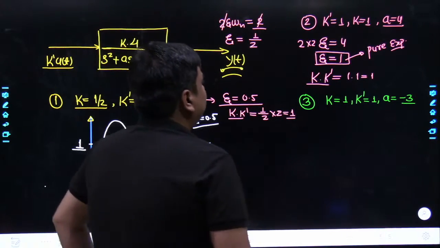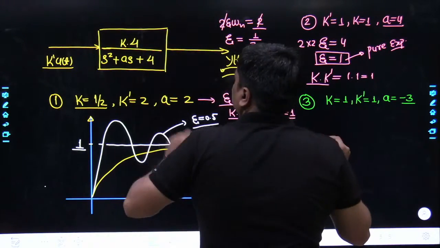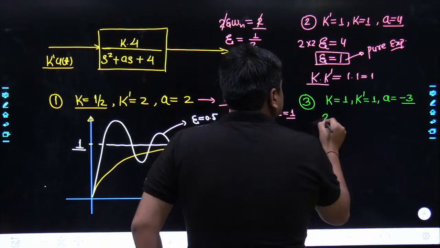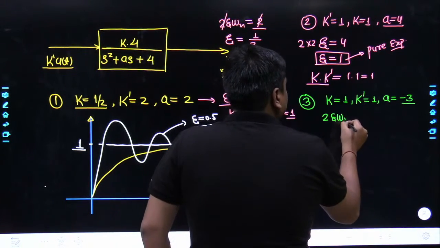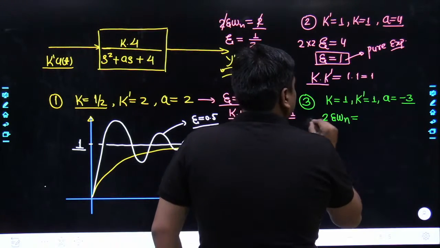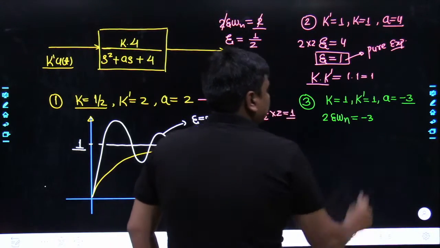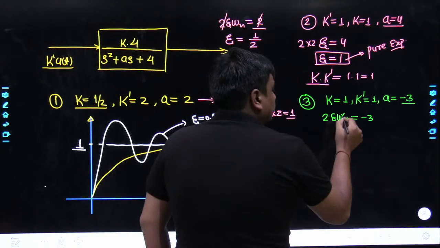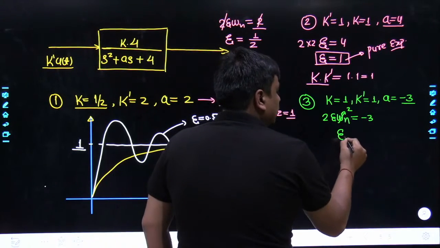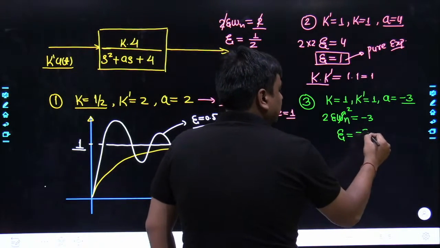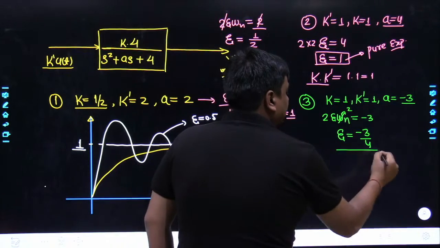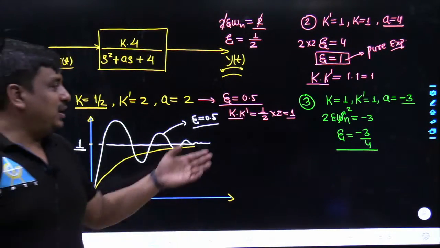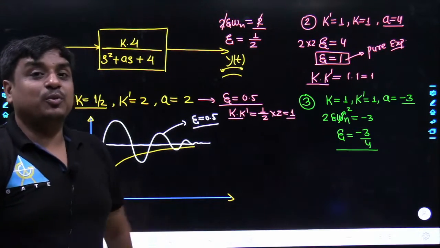So let me calculate the value of zeta. If I calculate the value of zeta, first I would focus on the value of omega n, which is 2, and 2 zeta omega n equals a, which is -3, where the value of omega n is also 2. So you got to know the value of zeta is equal to -3/4. Yes.